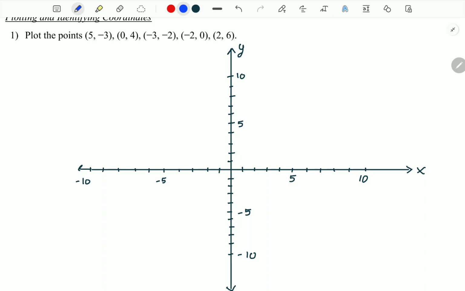You start from the origin, which is 0, 0. Follow the value of X. X is positive 5. So you're going to move 5 to the right. Y is -3. That means you're going to move 3 down. This right here is the point of 5, -3. And this point right here is in quadrant number 4.